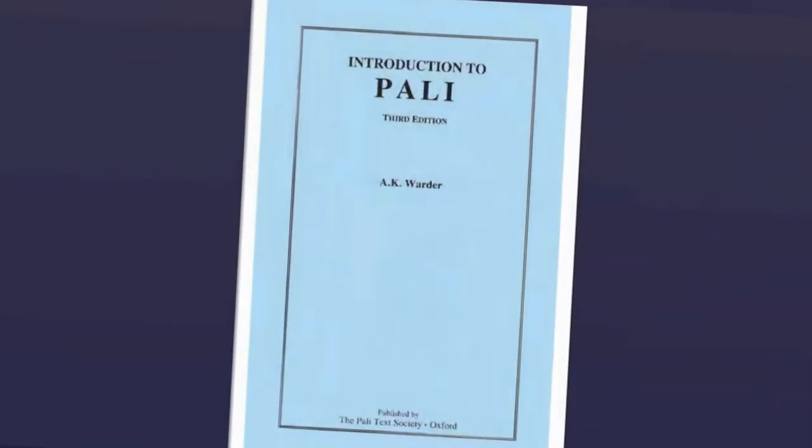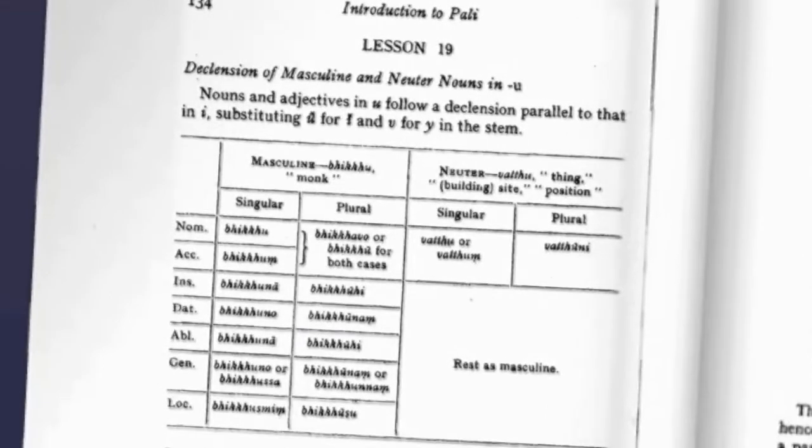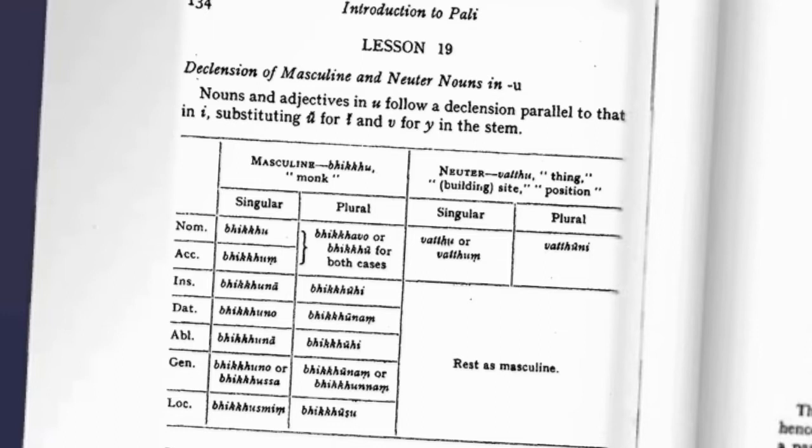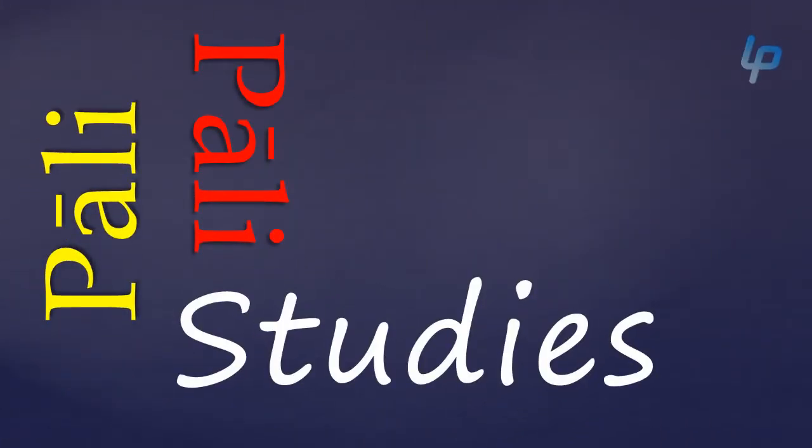Hello and welcome back to this continuing series to A.K. Warder's Grammar Guide, An Introduction to Pali. Today we look at Lesson 19, which includes the declension of nouns in u, infinitives, Bahubbīhi compounds, and action nouns. This is Pali Studies on the Learn Pali channel.